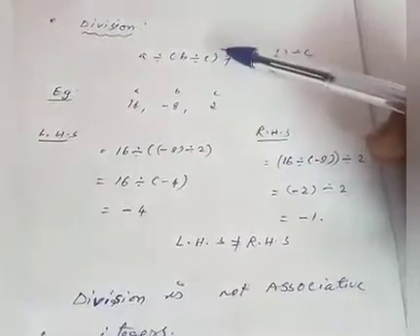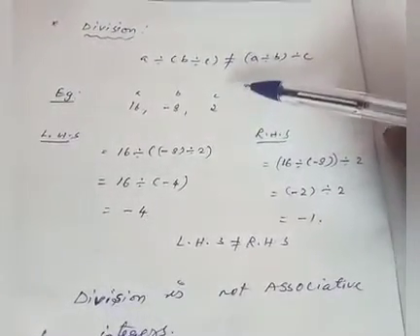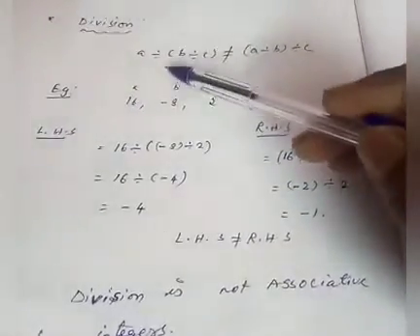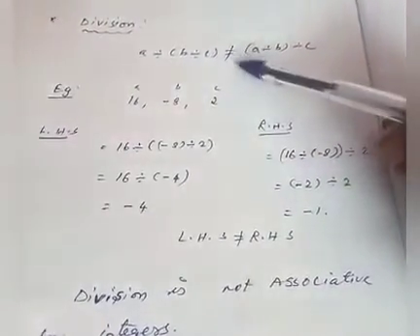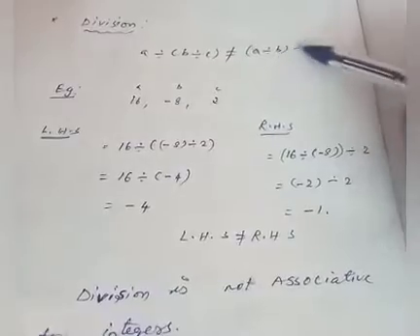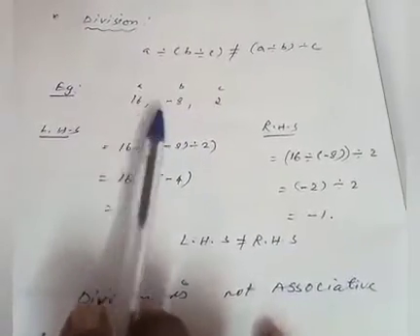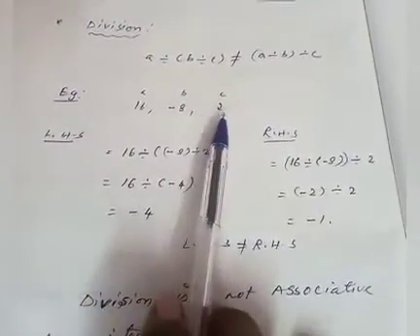Division. The division is not associative for integers. For any integers a, b and c, (a divided by b) divided by c is not equal to a divided by (b divided by c). For example, take any three values of a, b and c. Here a value is 16, b value is -8, c value is 2.